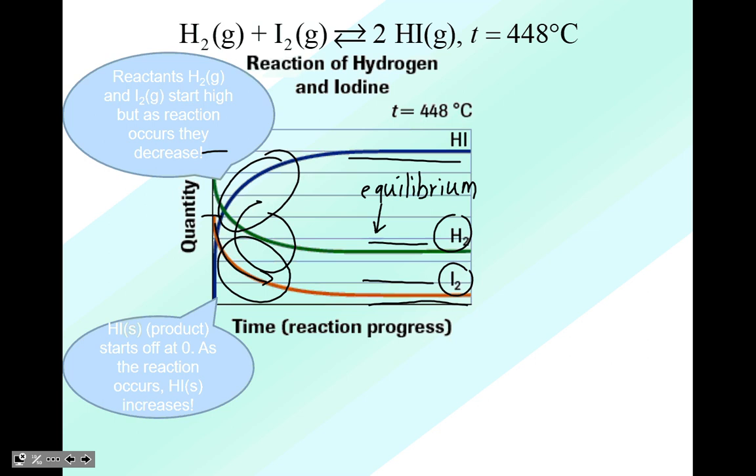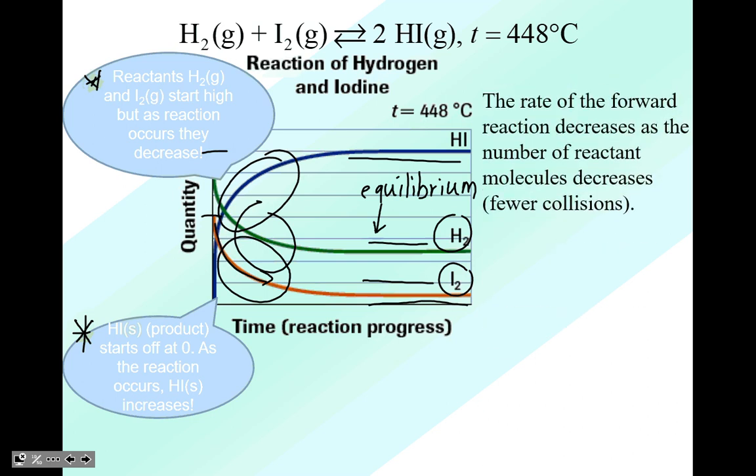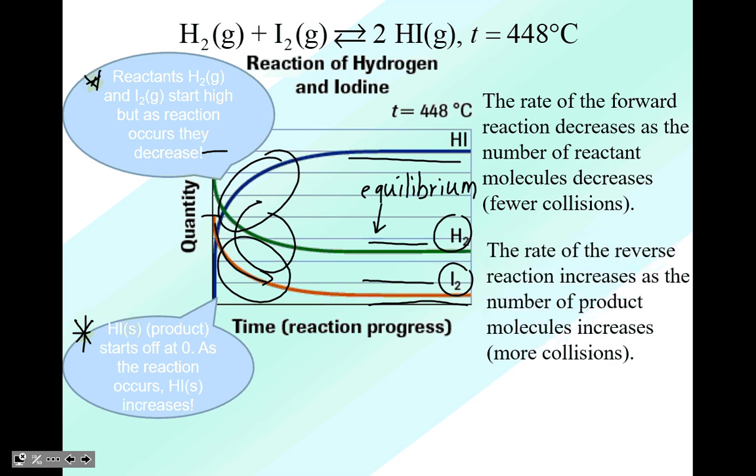So the reactants, hydrogen and iodine, start high, but as the reaction occurs they decrease, which makes sense. Your product starts off at 0 because at the very beginning you just have the reactants, and as the reaction occurs, the product increases, which makes sense. So the rate of the forward reaction decreases as the number of reactant molecules decreases. There are fewer collisions. And the rate of the reverse reaction increases as the number of product molecules increases.